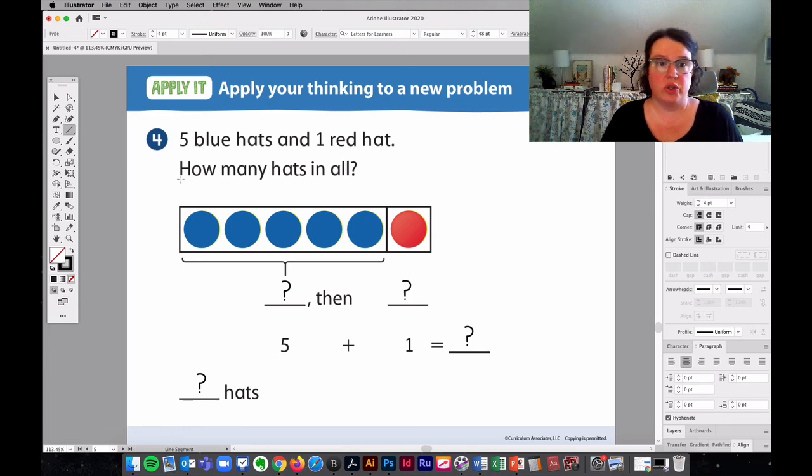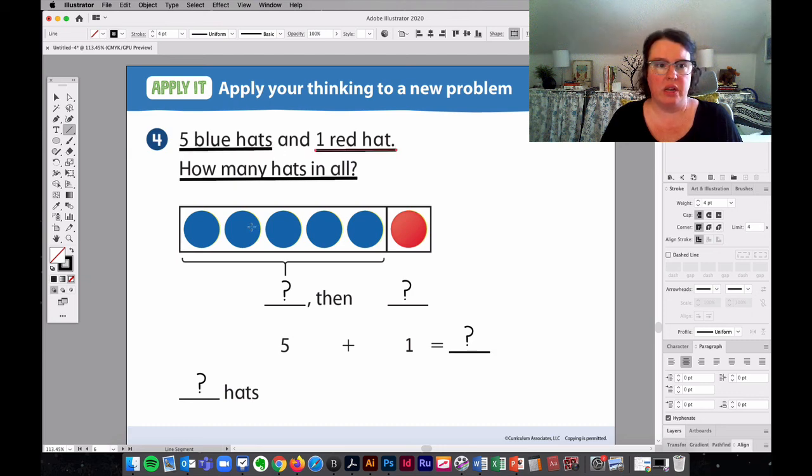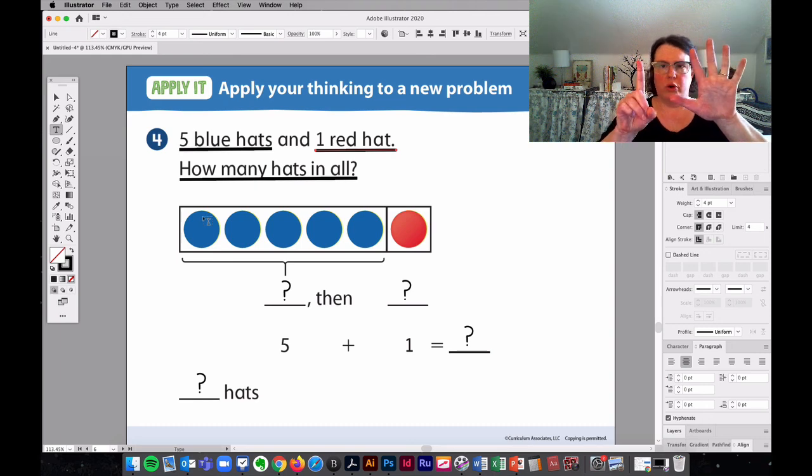I'm going to underline the question. How many hats in all? How many hats? Okay, I'm looking for hats. I see a 5, so I have 5 blue hats, and I have 1 red hat. Okay, I've got my information underlined. I'm ready to go. I'm going to start with the biggest group. The biggest group is 5. It's the biggest because it has the most in it. We have 1 group of 5, 1 group of 1. This one has more in it. It's bigger. We're going to start with that one.